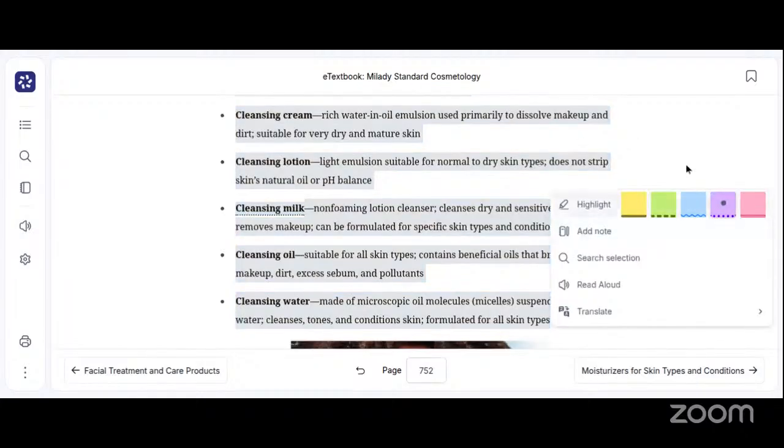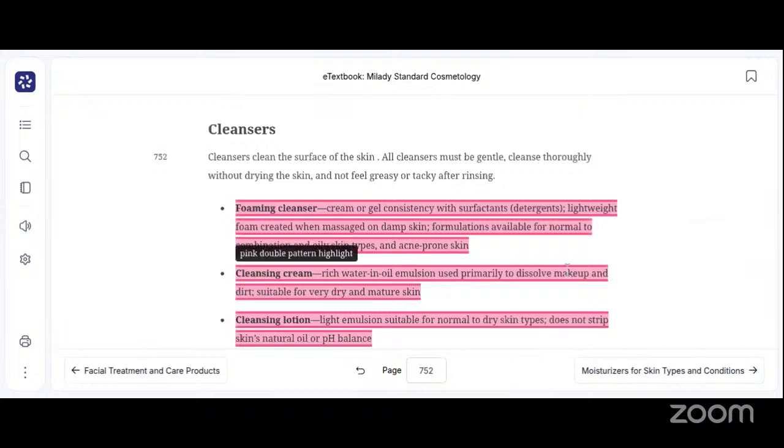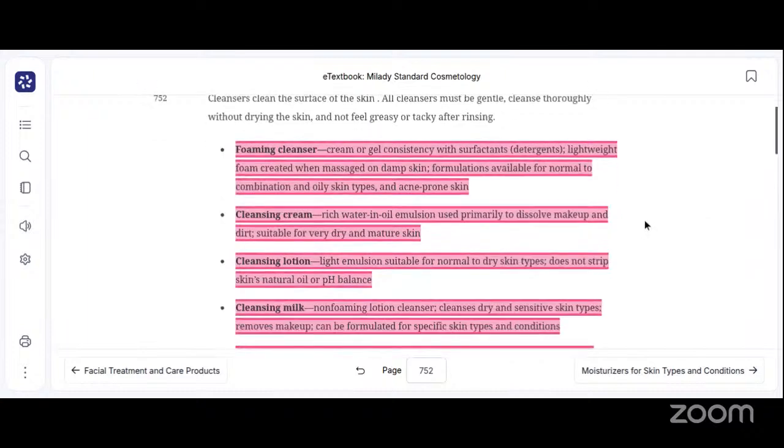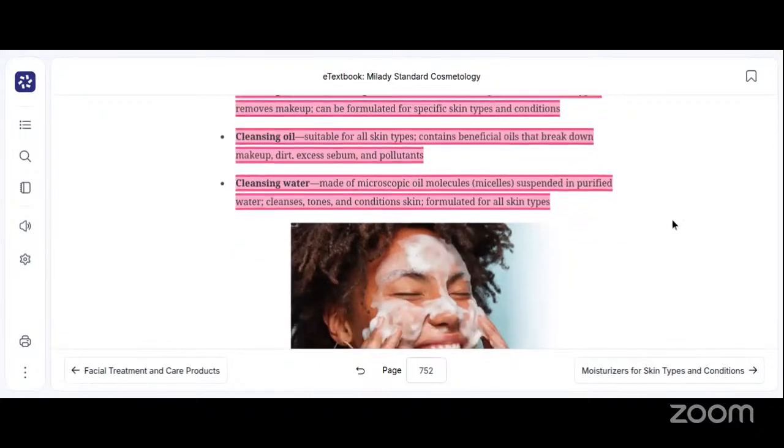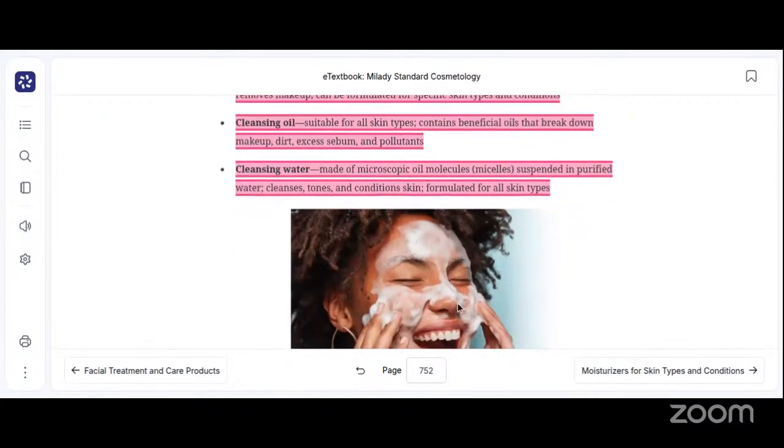And then we have cleansing water. Micellar water, cleansing water. Made of microscopic oil molecules suspended in purified water, it cleanses, tones, and conditions skin, formulated for all skin types. This is micellar water. Most of the time, you can get it at any of your low-budget stores like Dollar General, Walmart, things of that nature.